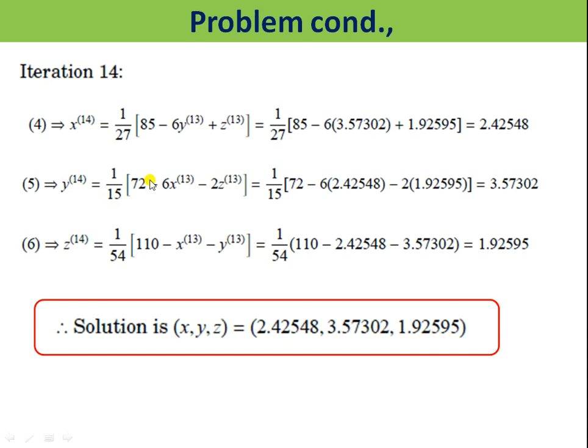So this is a lengthy problem. Why have I taken this? If you have clearly understood the Gauss-Jacobi method, it's very easy. If you are going to find the 14th iteration, you can immediately take the 13th iteration values of x, y and z. That is the ultimate idea for solving this problem, right? Thank you.